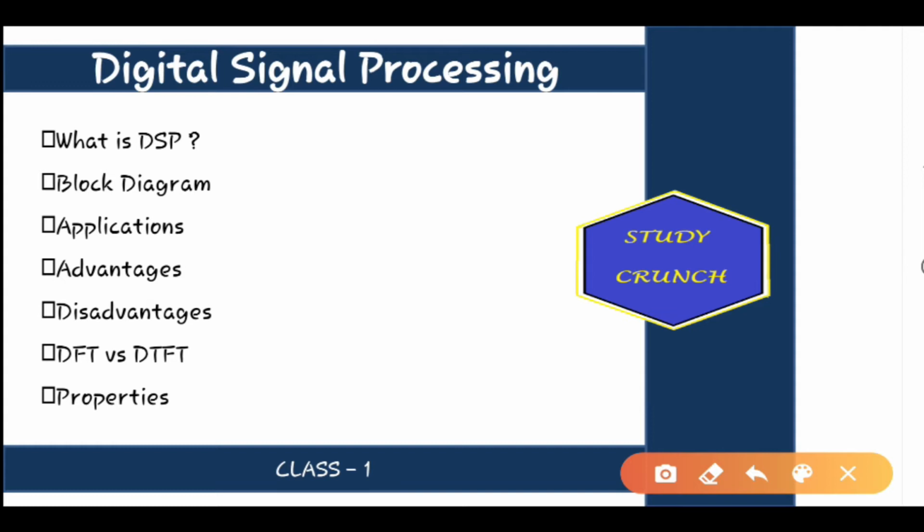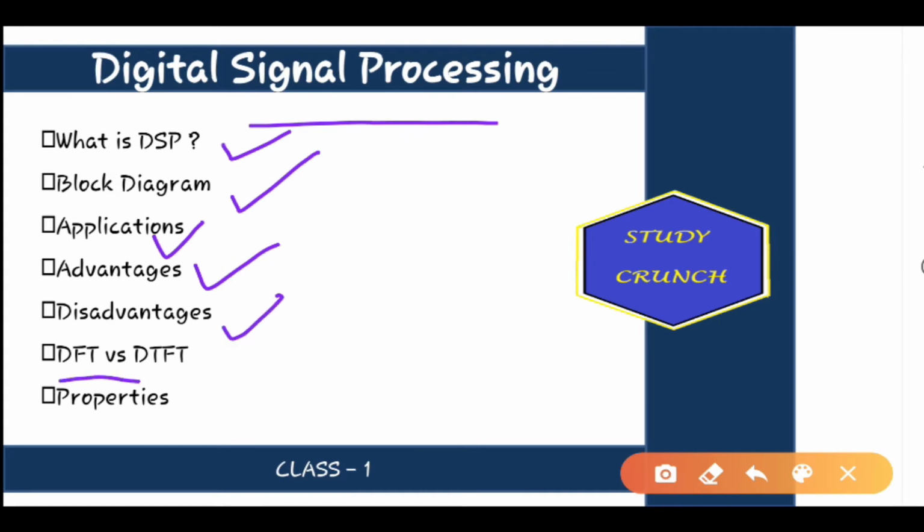Now we are going to start off with a new course, that is Digital Signal Processing. In this lecture we are going to study what DSP, that is Digital Signal Processing, is, its block diagram, application, advantages, disadvantages, difference between DFT versus DTFT, and properties. So let's start.